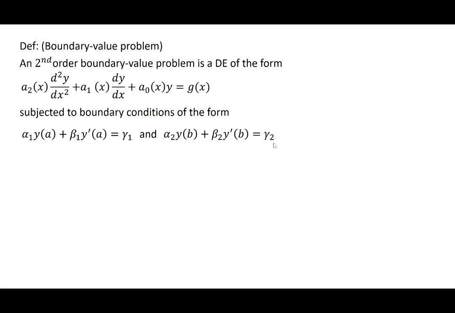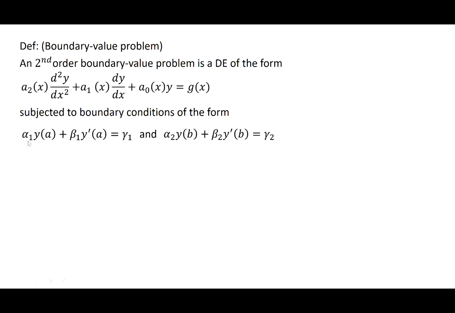If I said A1, then A1 represents the coefficient of dy/dx. We don't want you to be confused with that. Maybe I could have said P1, Q1, R1. But then, we had P in the previous thing as something else. So, anyway, all this is saying is just some constant times y of a. What is y? Our dependent variable y. What is a? Some x value. x equals a. So the value of y at x equal to a times some constant alpha 1 plus some other constant beta 1 times the value of y prime at that same x equals a. Together, that's equal to some gamma 1, some number.